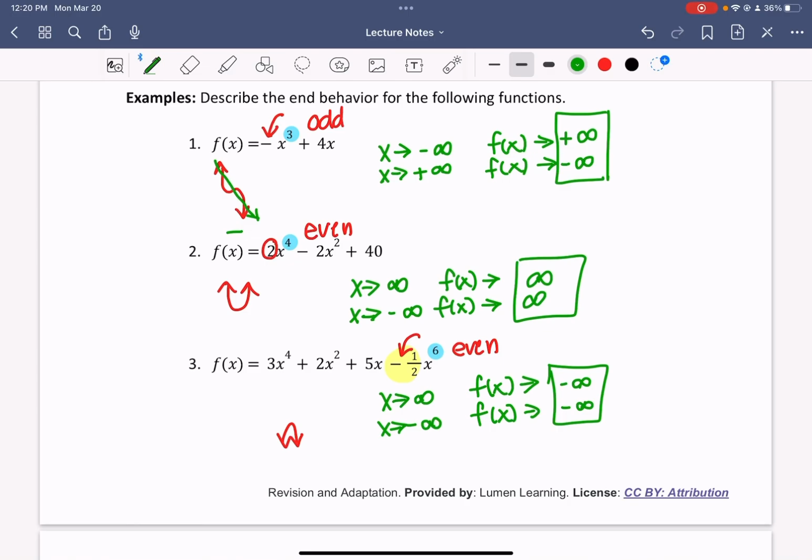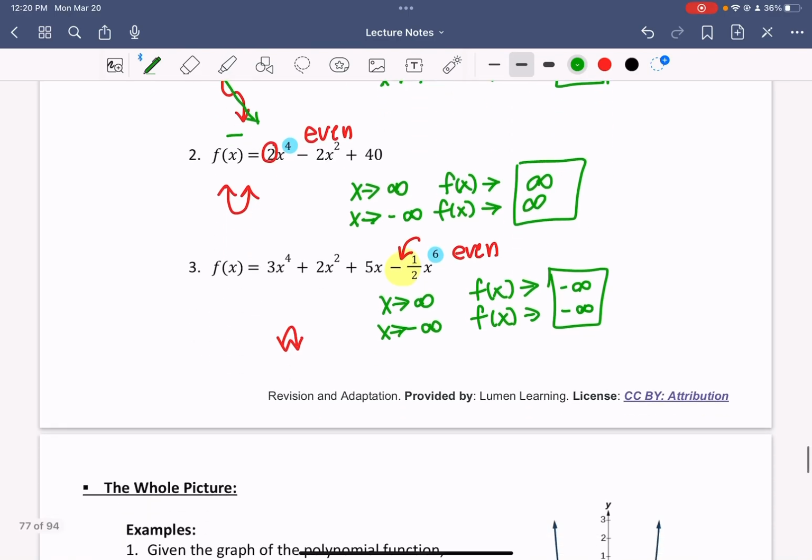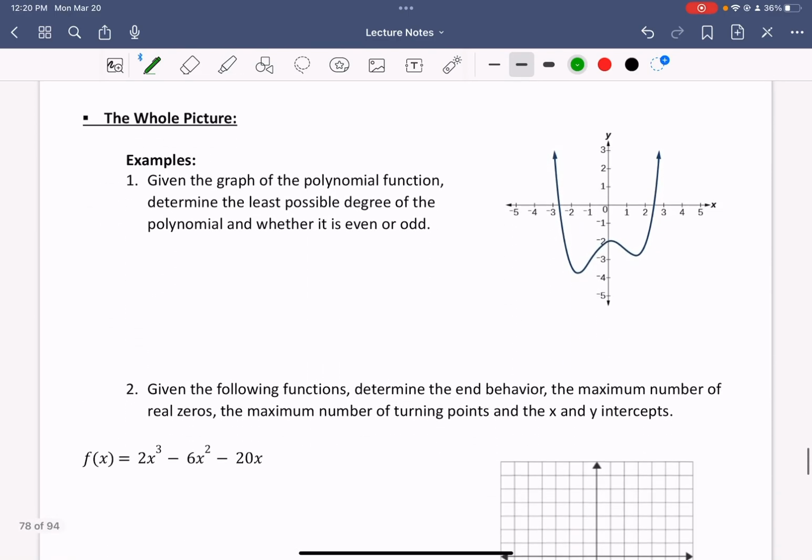Now we've covered a lot of different characteristics here. Let's just kind of put this all together and talk about the whole picture that's going on. And we're going to look at different ways that we can do this. It says, given the graph of the polynomial function, determine the least possible degree of the polynomial and whether it's even or odd. So first, let's look at its turning points. Remember we talked about turning points are right here, right here, right here, where it's changing from increasing to decreasing. So we have 3 turning points.